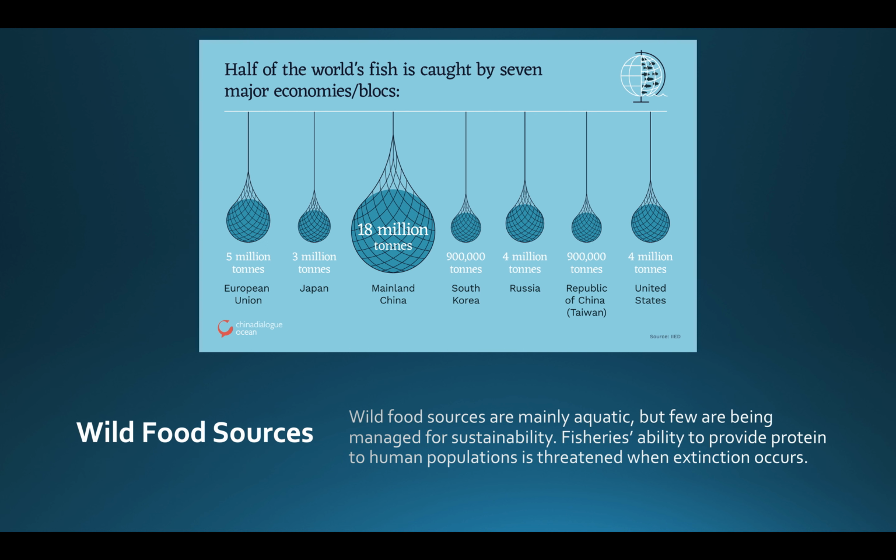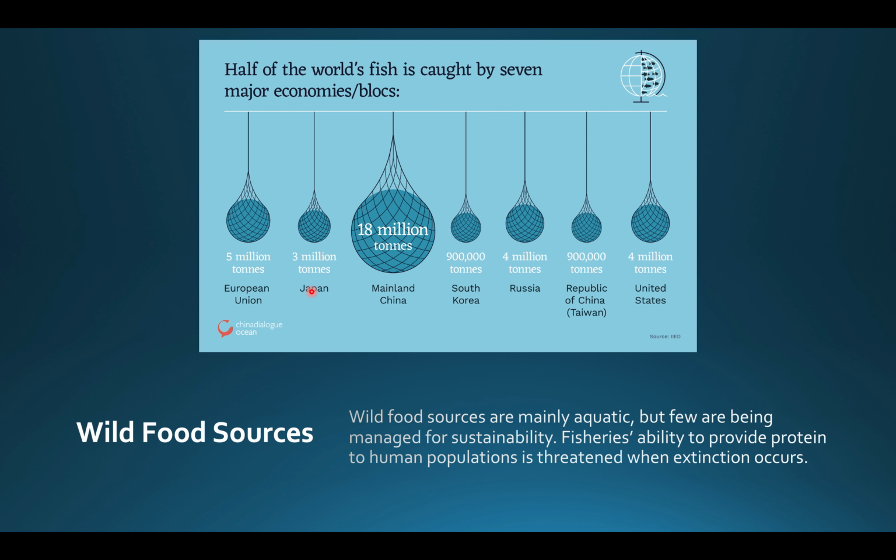So this is one of those extinction impacts we're talking about, is that wild food sources that aren't maintained sustainably for longevity to last us a long time, those food sources are threatened when mass extinction occurs from overhunting. Half of the world's fish population is actually caught by 7 major economies. So this image kind of shows you that.